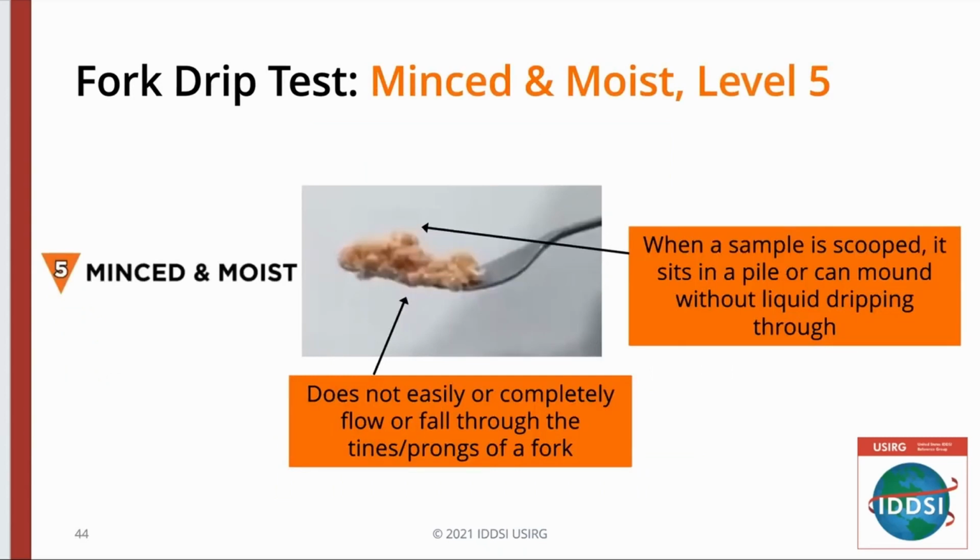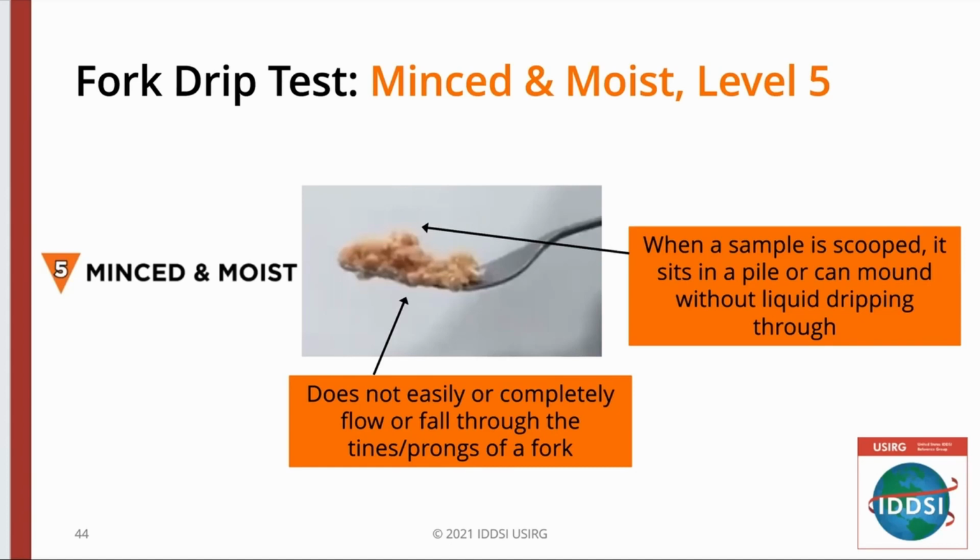The fork drip test is another way to also test minced and moist level 5. We want to make sure there is not too much liquid in the food. A mixed consistency with solids and liquids to handle in one bite may be too hard to control for someone with dysphagia. It is important for minced and moist to be moist and cohesive with sauce or gravy, helping the sample mound on a fork without crumbles falling off. However, the liquid should not be separating and dripping through the tines of a fork.